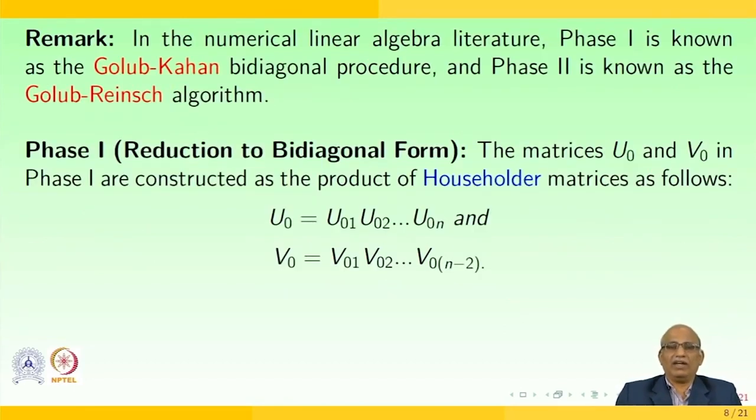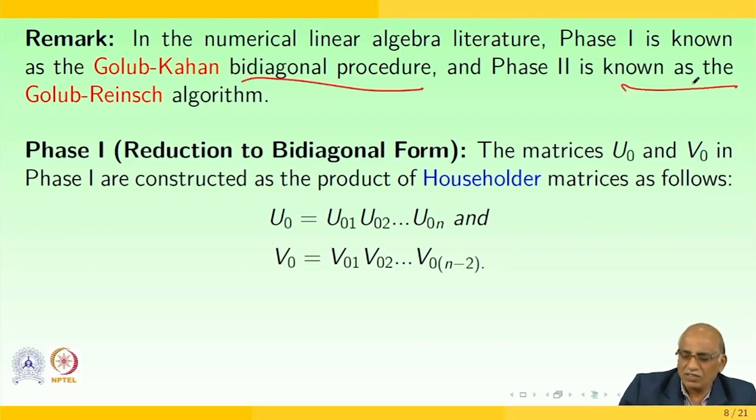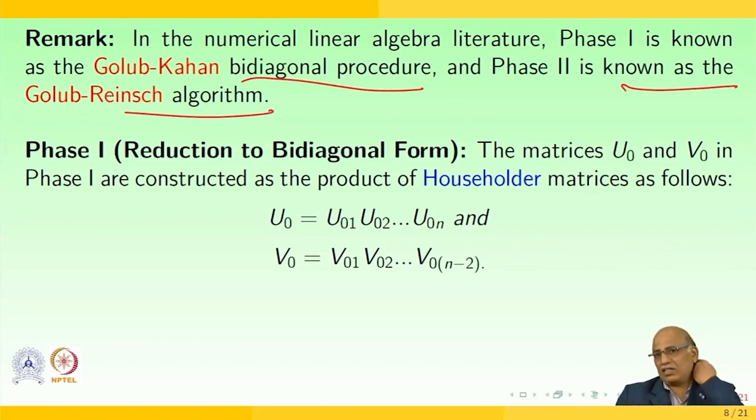So the remark is, in the numerical linear algebra literature, phase 1 is known as the Golub-Kahn bidiagonal procedure. Phase 2 is known as the Golub-Reinsch algorithm. That is the reason we call both together, phase 1 and phase 2, the Golub-Kahn-Reinsch algorithm. So in phase 1, as you see, we reduce to bidiagonal form.